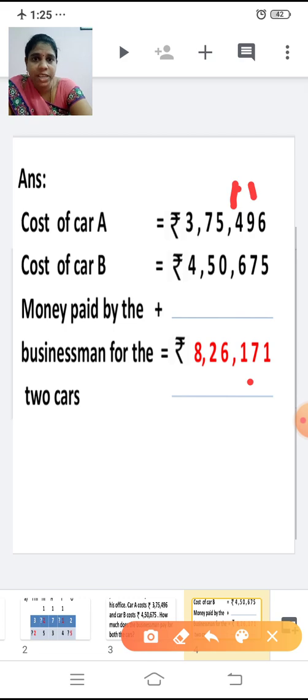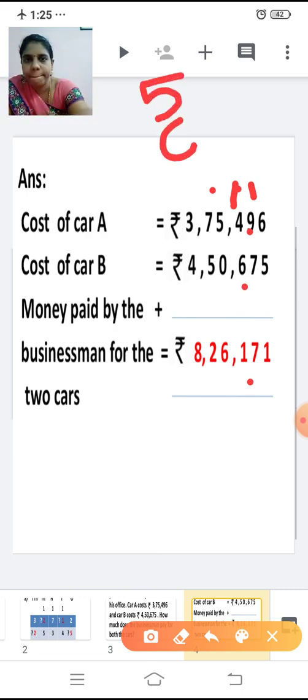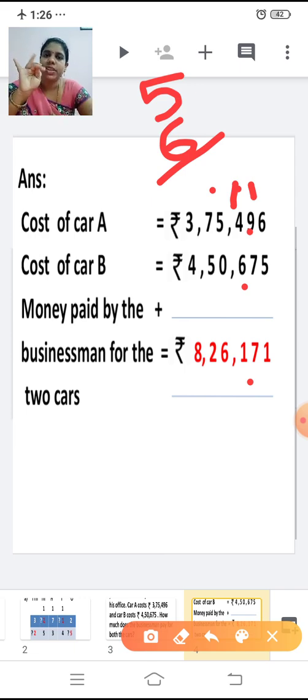Shall we add the hundreds place now? 1 plus 4, or 4 plus 1, 5. With 5, I am going to add 6 more to it. After 5, 6, 7, 8, 9, 10, 11. So write 1 in the hundreds place and carry over the 1 to the thousands place.